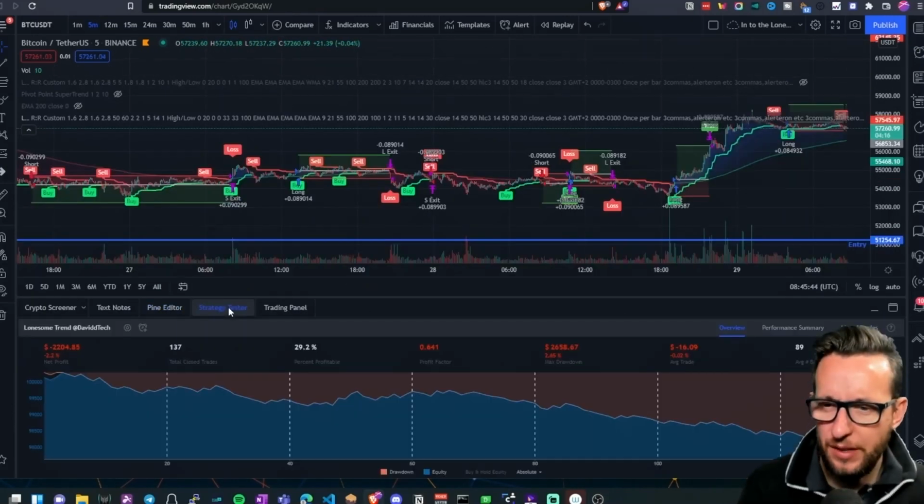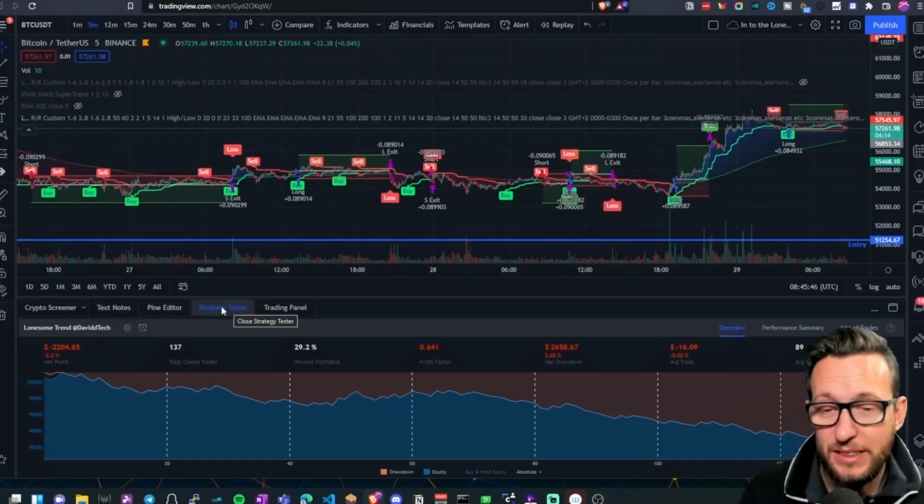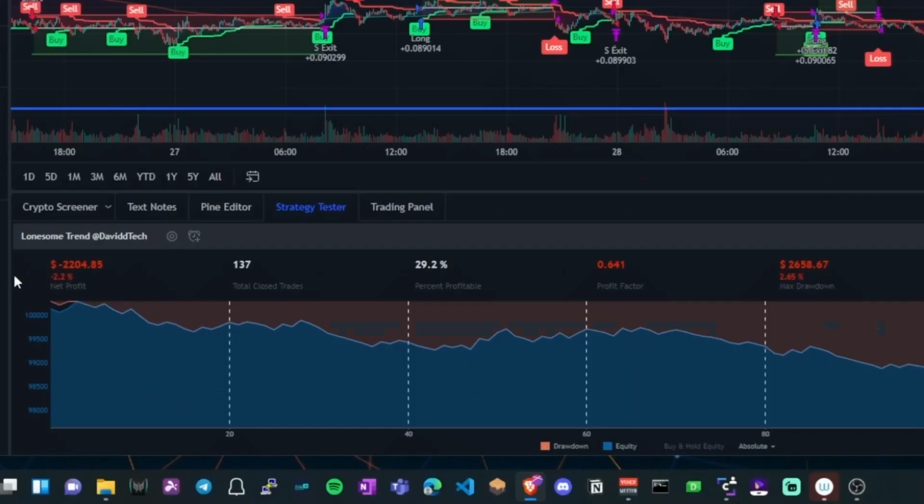Okay, so if I go here, as I expected on the default settings, we're actually losing 2.2%. We've managed to go through 137 trades. We have a percent profitable of 29.2%, and profit factor of 0.64.